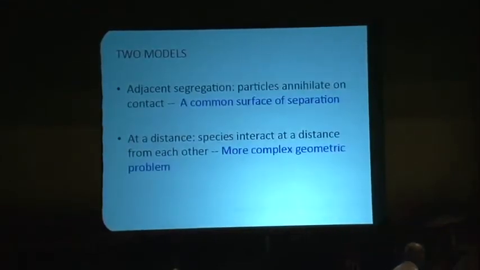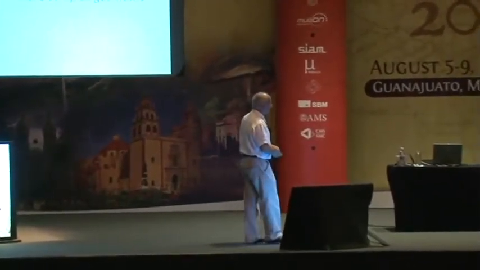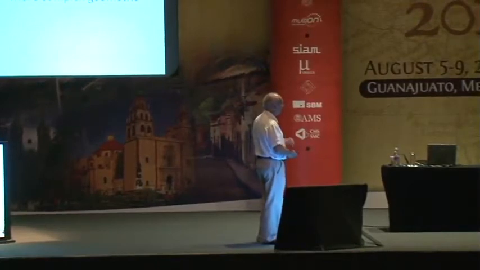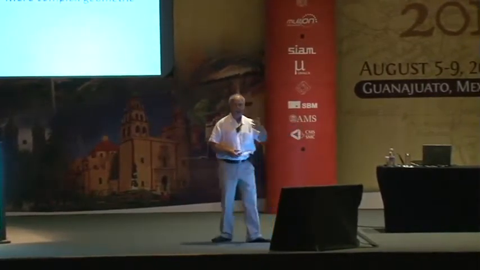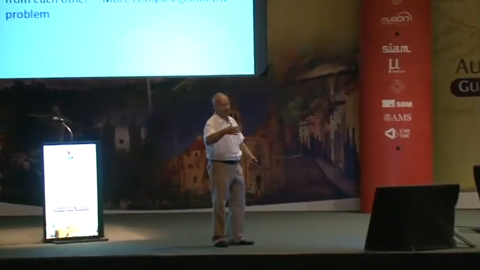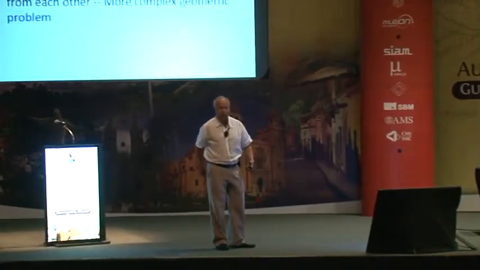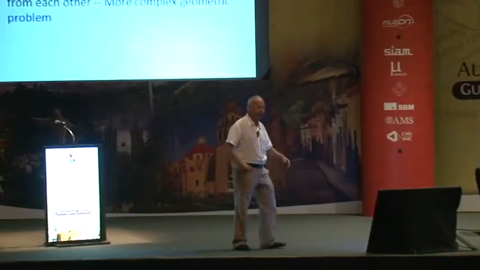I will talk about two different types of models I have been looking at. The first one is what I like to call adjacent segregation. So we have particle annihilations, where you have two different particles or species that annihilate on contact. And then I'd like to talk a little bit, very little, about some things we have been looking at later, where segregation occurs at some distance. In other words, where I can influence things in the neighborhood of myself, so I can keep a clean area around myself.